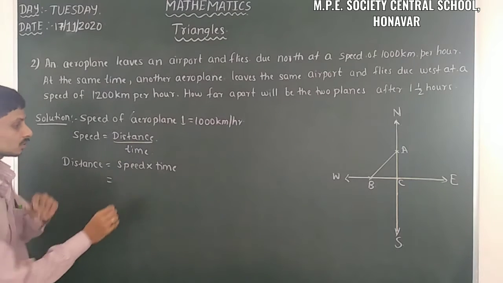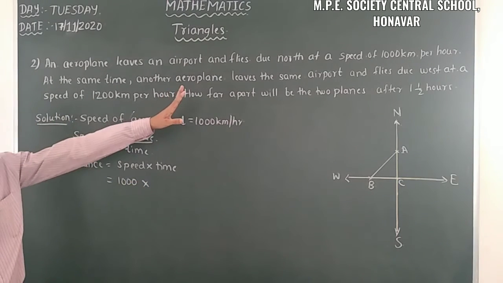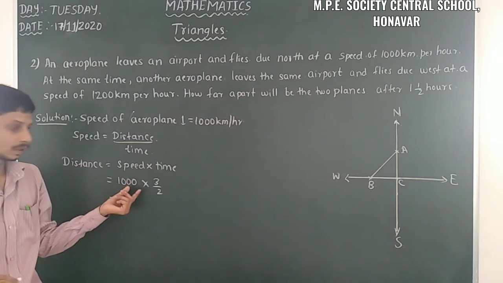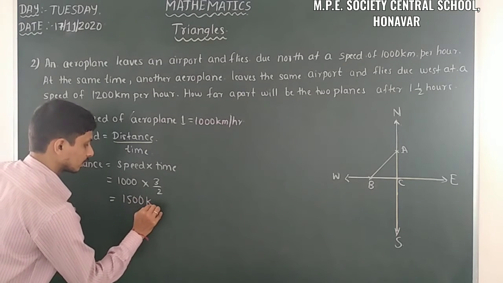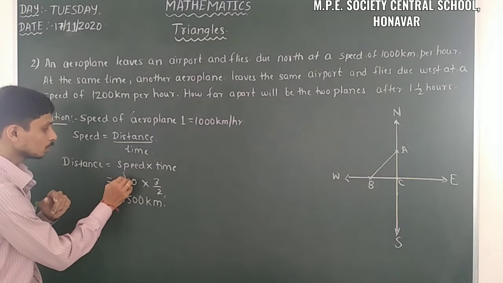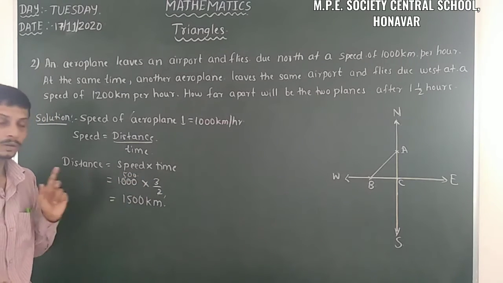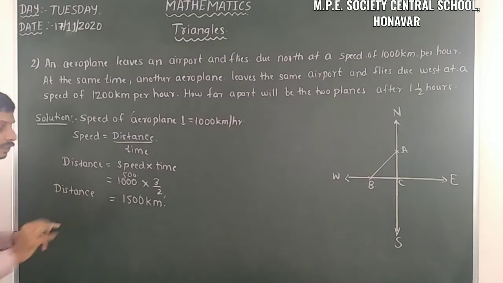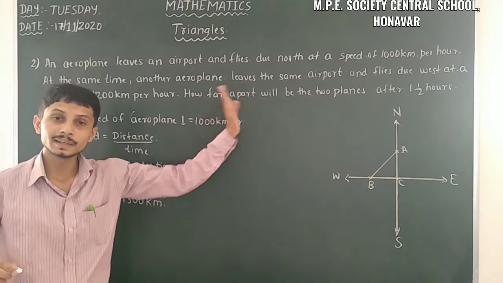Then substitute these things. Here speed is 1000 and what's the time here? Time is 1.5, which is 3 by 2. So 500 into 3 is 1500 kilometers. Two into 1, and 2 into 500; 3 into 500 is 1500. So 1500 km is the distance travelled in 1.5 hours by aeroplane 1.